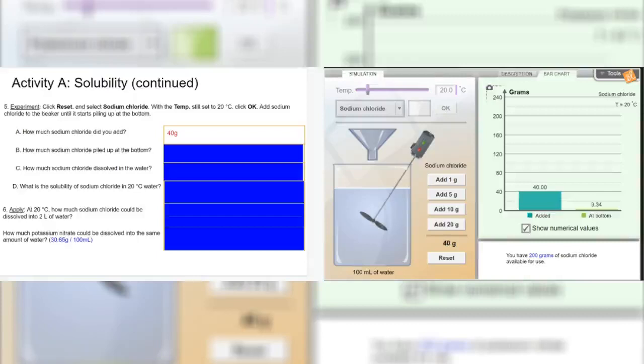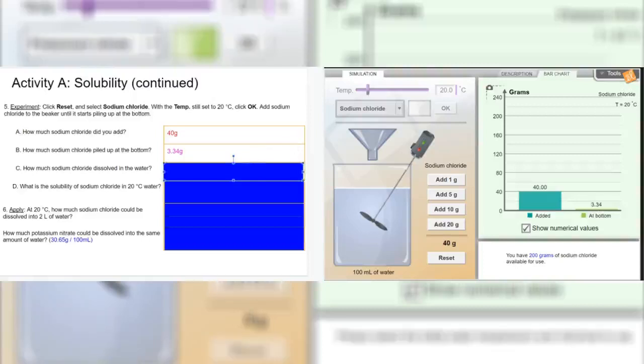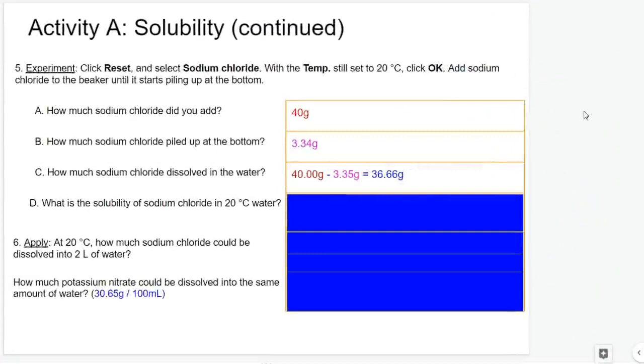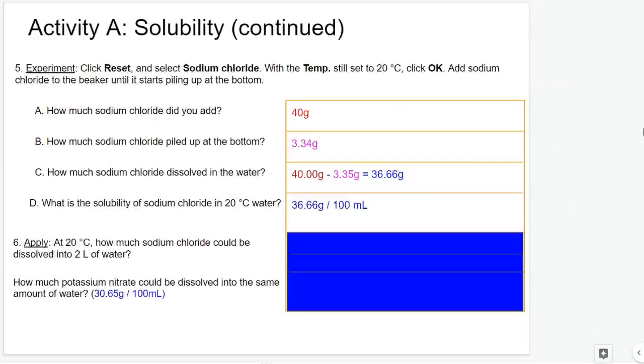It won't affect your final outcome. But since I stopped at 40 grams, I had a total of 3.34 grams of sodium chloride piled up at the bottom of my beaker. So I took 40 grams minus the 3.34 that did not dissolve. And regardless of what you put in, we still should have the same final answer of 36.66 grams. So the solubility of my sodium chloride in 20 degrees water would be 36.66 grams for every 100 milliliters of water.